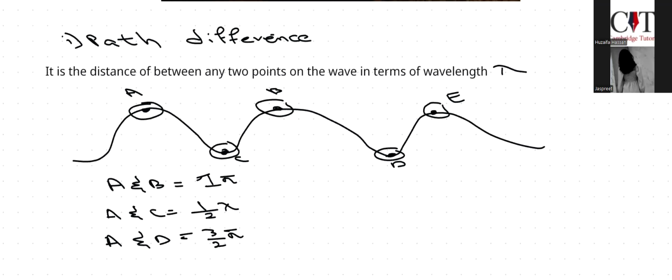So path difference is the distance between any two points of the wave in terms of wavelength. This is necessary: in terms of wavelength. So we have calculated all the distances in terms of wavelength.